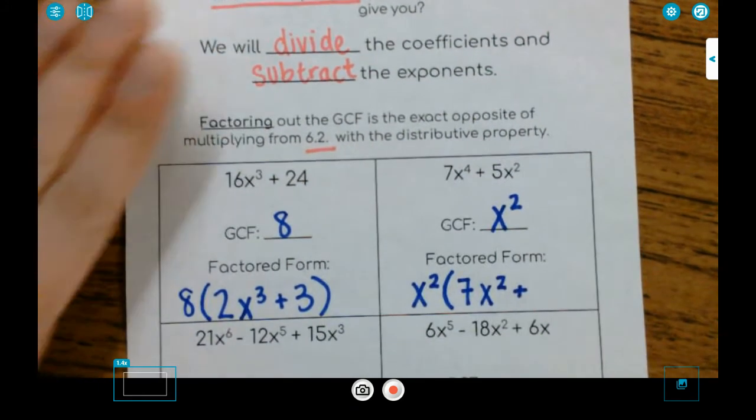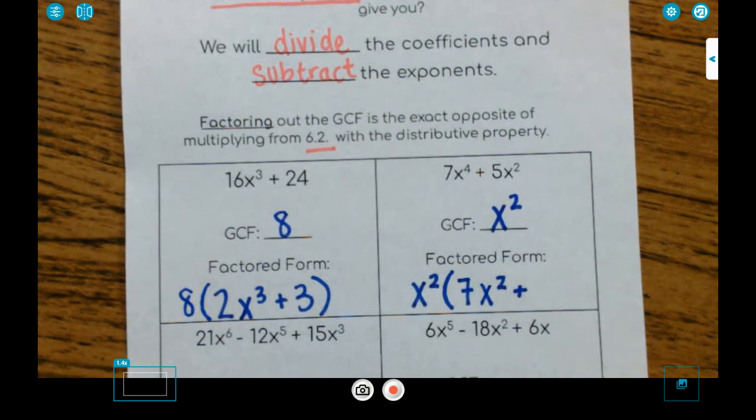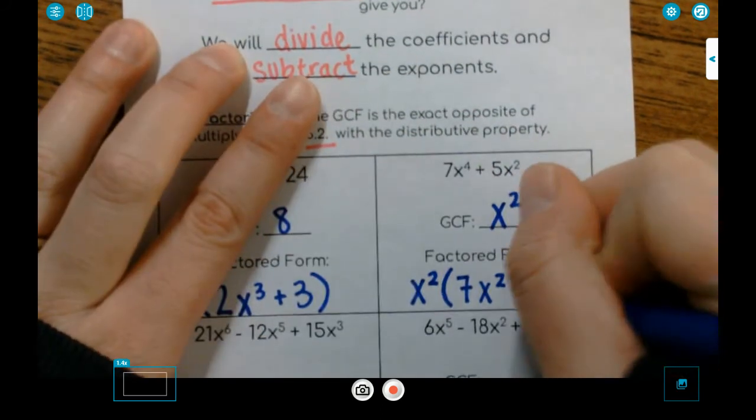plus I've got my 5x squared. I'm going to take away the x squared. So if I'm taking away both of those, there's no more x's. So it's just going to be plus 5.